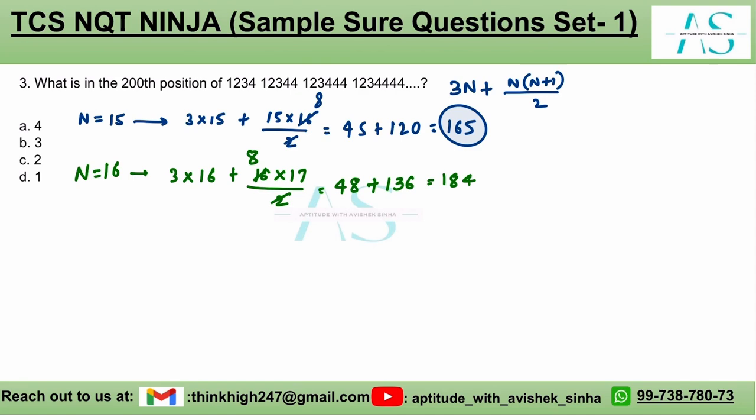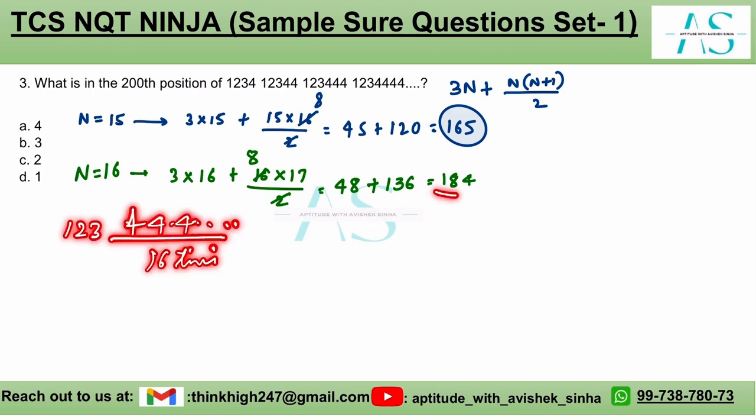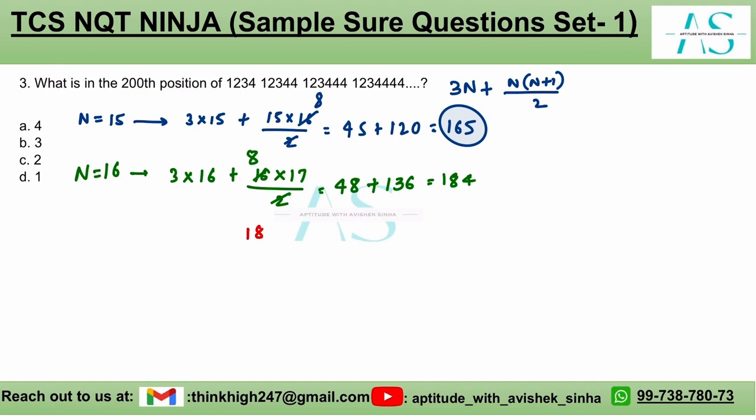Now, what do we understand by this 184? That means till the 16th term, where the first 3 digits would be 1, 2, 3, and then the remaining digits would be 4, 4, 4, 4, 4, 16 times 4, we are covering 184. Now, what would be the 185th, 186th and 187th term? That would be simply 1, 2, 3. Now, from the 188th term onwards, it would be only 4, 4, 4, 4, 4.